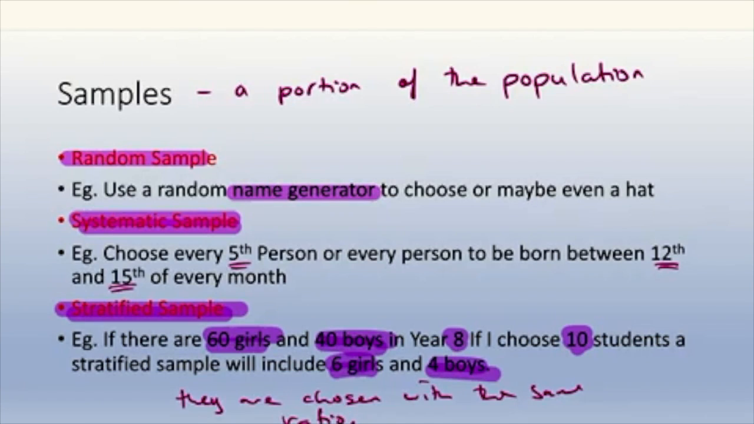And this one's really important because, if I wanted to survey everybody in the school about uniform and I only pick girls, I'm not really surveying the whole school. I'm surveying the girls in the school. So a stratified sample is actually really important. Okay, so just think about that.